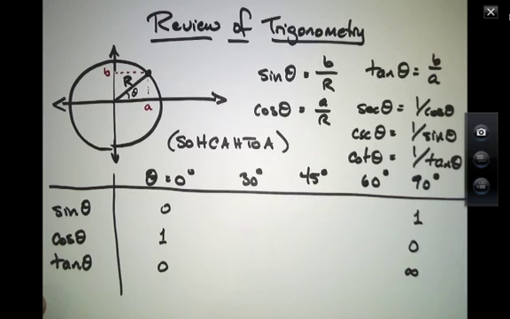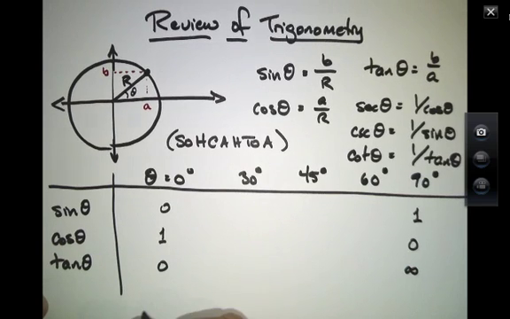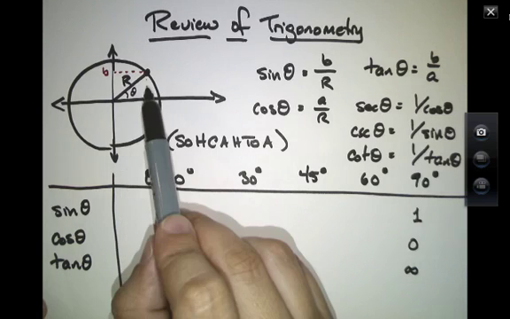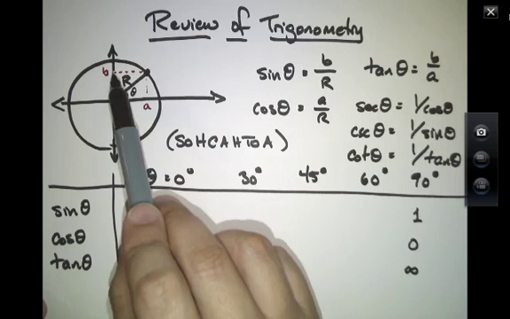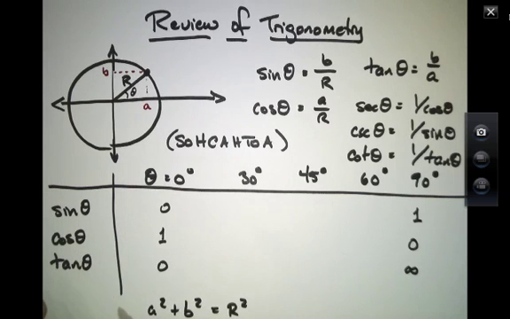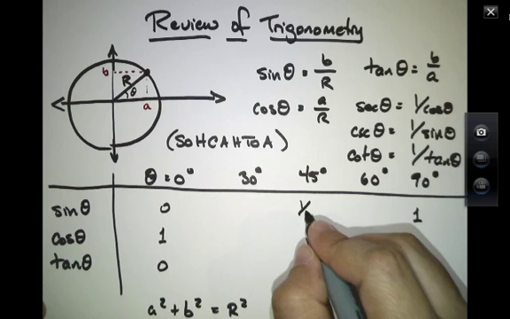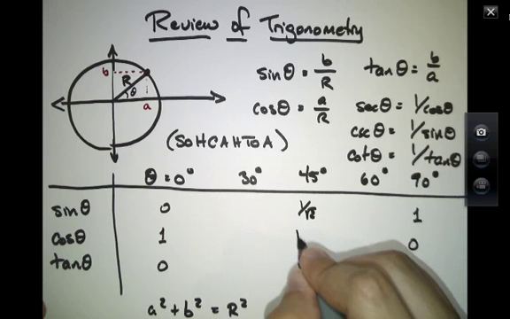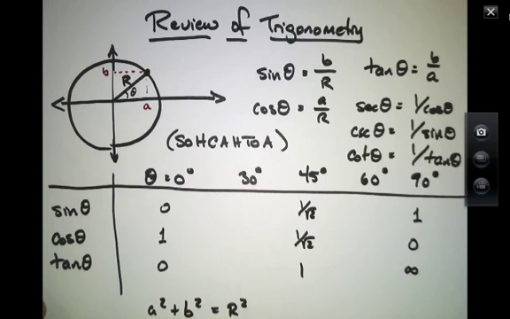In between, how do we remember how to calculate these things? Well, we use Pythagoras' theorem, and we remember that for any of these angles, this coordinate a squared plus that side b squared equals r squared, and that's because this is a right triangle. And that allows us to find out things like this is 1 over root 2, this is 1 over root 2, and this is 1.